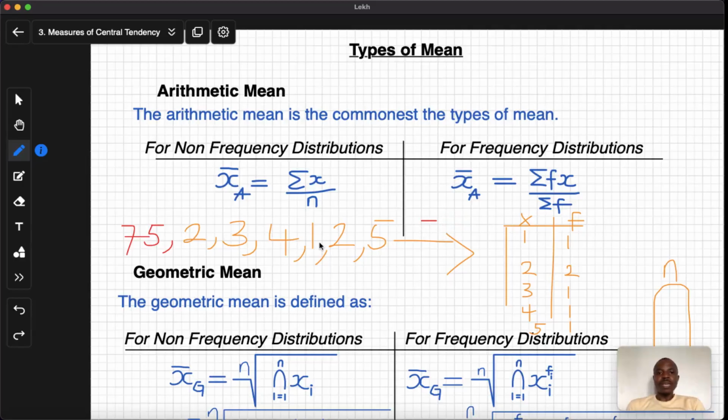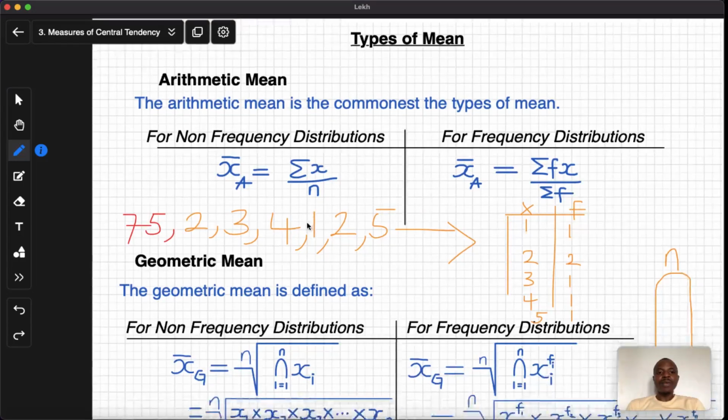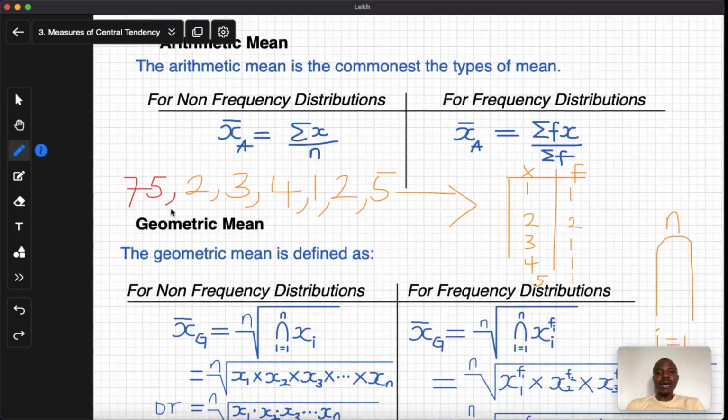So the arithmetic mean is affected. Let me not say sensitive, let me say it's easily affected by outlier values. You could have 75 here, and when you divide, the mean becomes large. So you may think, for instance, if this is the salary of one man, 2 naira, this is the salary of another man, 3 naira, and somebody is earning 75.